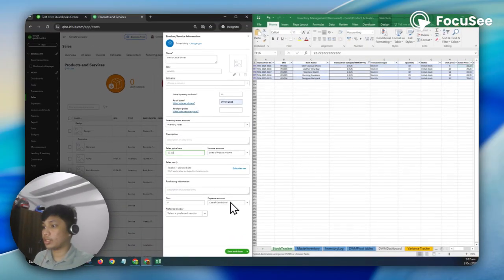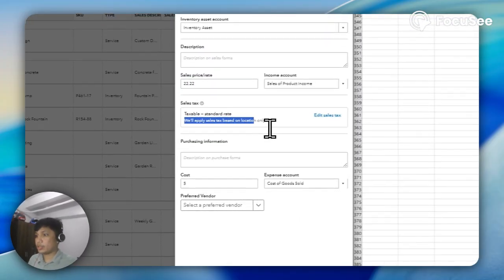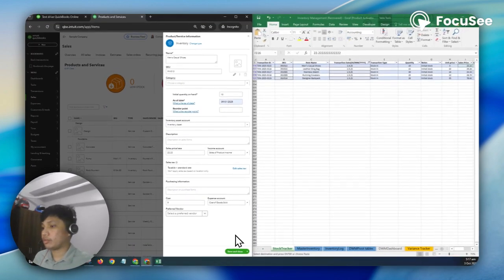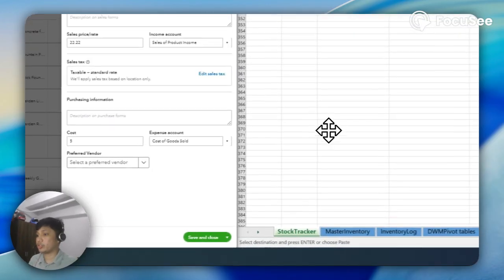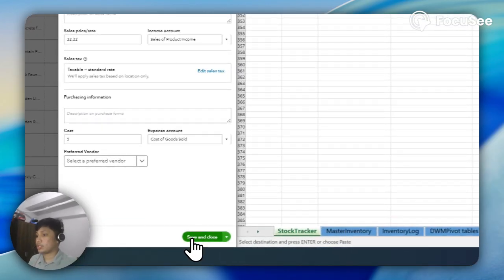I'll click taxable, standard rate. We will apply sales tax based on location only. For example, the person will be taxed based on his location or the buyer's location. For now, I'll save and close.